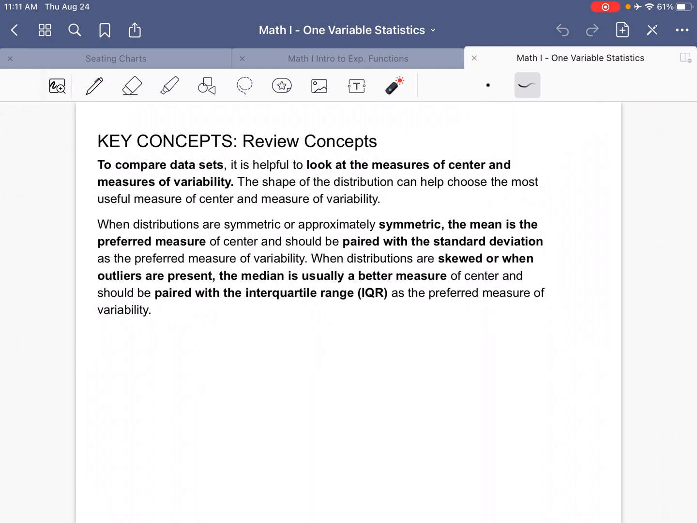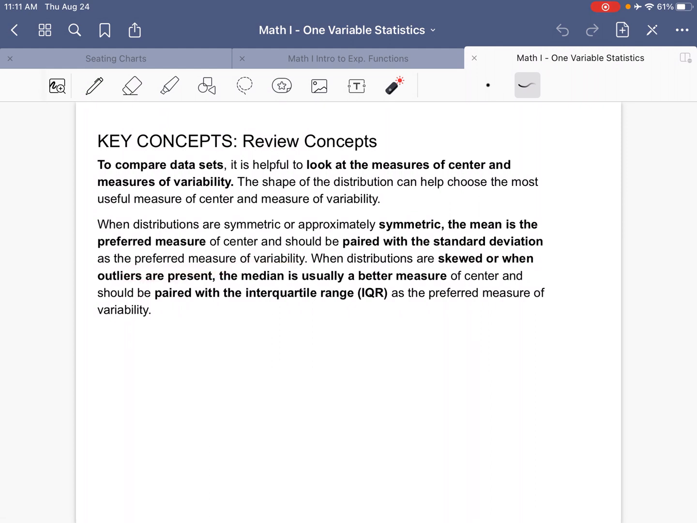So to compare data sets, it's helpful to look at the measures of center and measures of variability. The shape of the distribution can help choose the most useful measure of center and measure of variability. Again, when distributions are symmetric or approximately symmetric, the mean is the preferred measure, and that's paired with standard deviation as the preferred measure of variability.